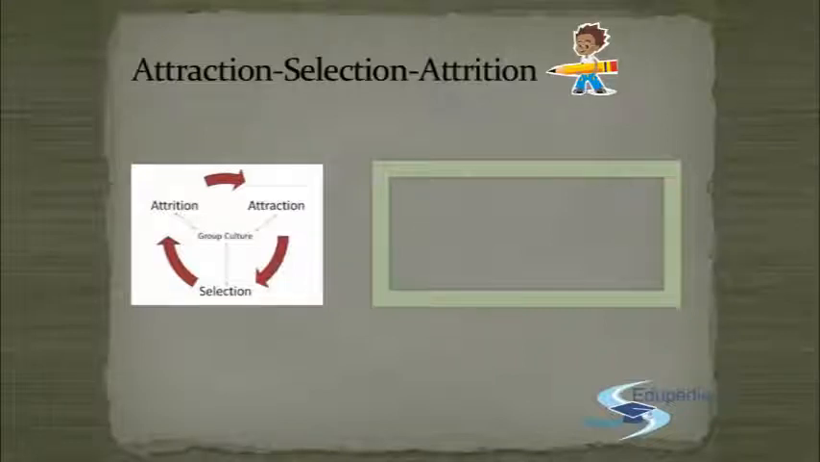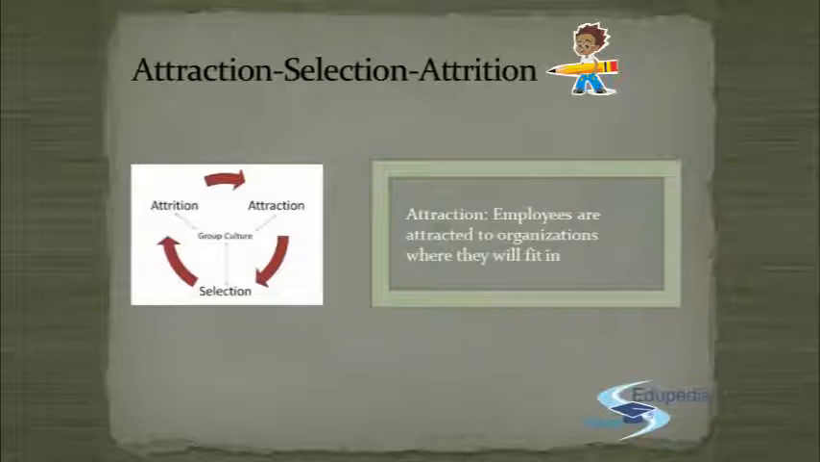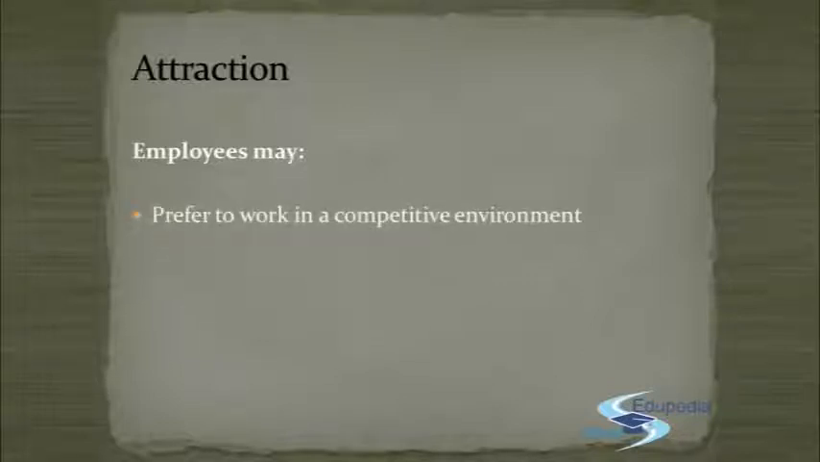Attraction, Selection, Attrition, or the ASA framework. Organizational culture is maintained through a process known as attraction, selection, attrition. First, employees are attracted to organizations where they will fit in. In other words, different job applicants will find different cultures to be attractive. Someone who has a competitive nature may feel comfortable and prefer to work in a company where interpersonal competition is the norm. Others may prefer to work in a team-oriented workplace.